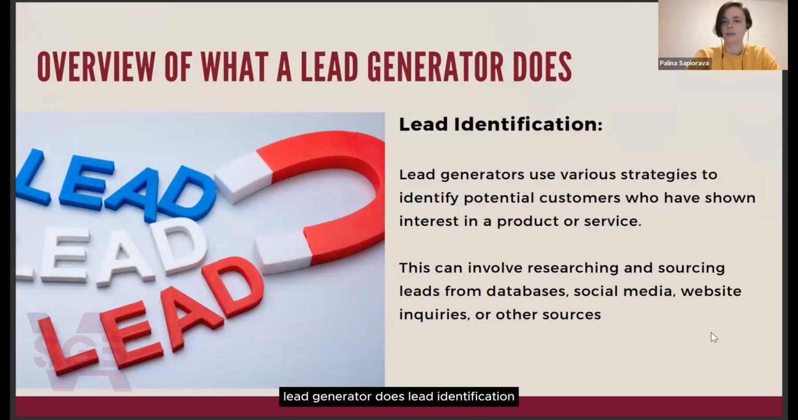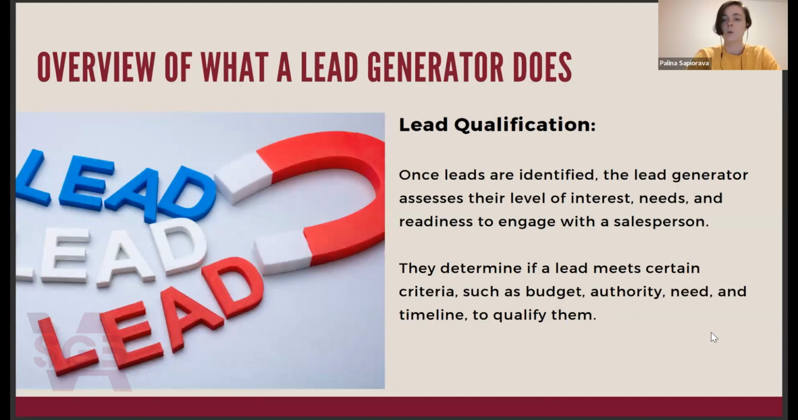team. A lead generator does lead identification. So they use various strategies to identify potential customers who have shown interest in a product or service. Like I mentioned, these can involve researching, sourcing leads from databases, websites, social media, or any other available and possible sources. Once leads are identified, it's necessary to qualify them by assessing their level of interest, needs, and readiness to engage with a salesperson. It's also important to determine if a lead meets certain criteria such as budget, authority, need, and timeline. Practically, lead qualification is another task of a lead generator.